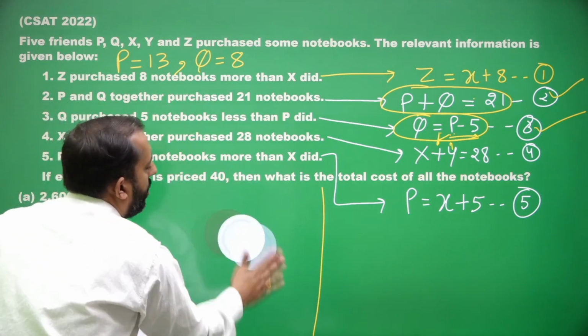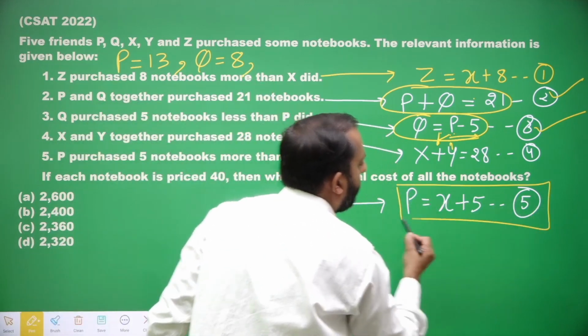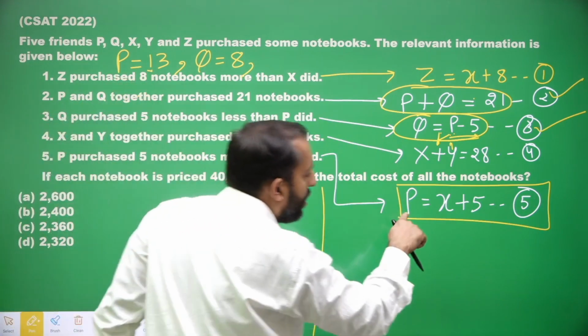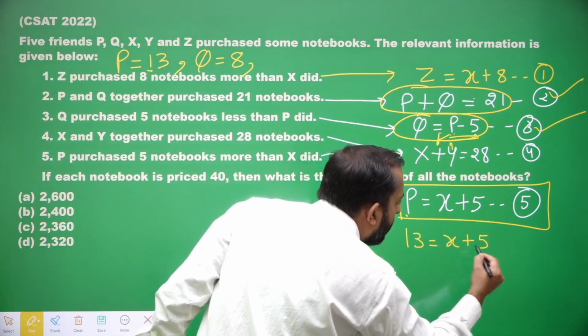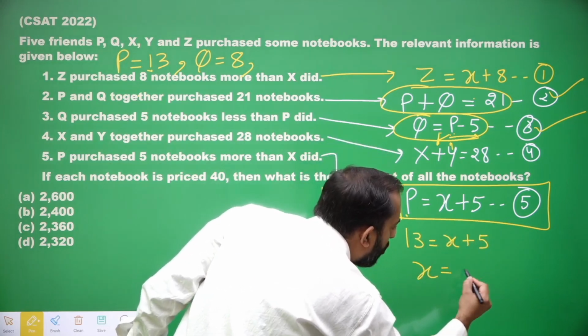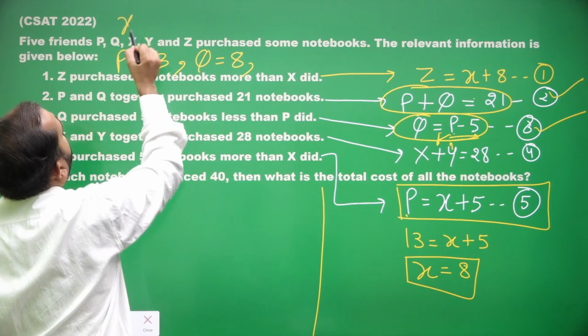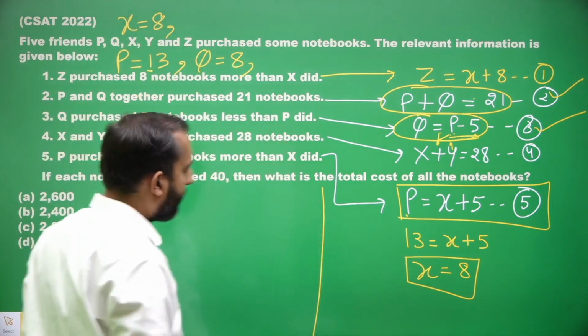Now, use this equation number 5. I know number of notebooks with P is 13. So 13 is equals to X plus 5. Solving it further, X comes out to be equal to 8. Which means number of notebooks that X has purchased is equals to 8.